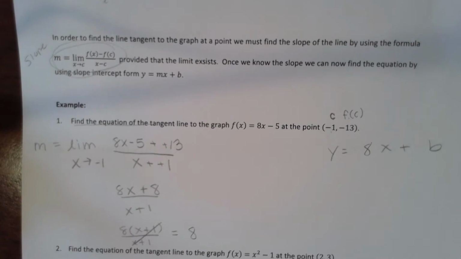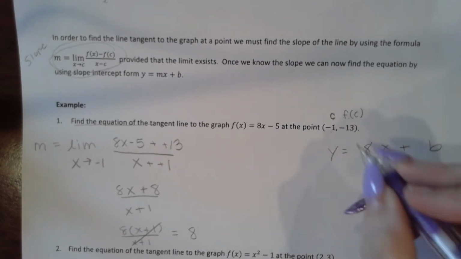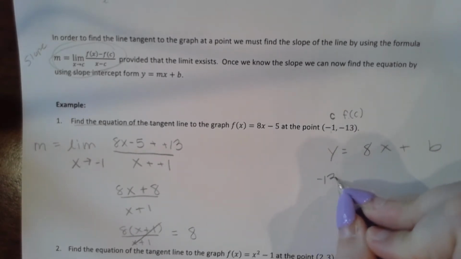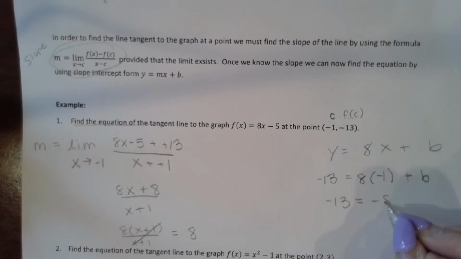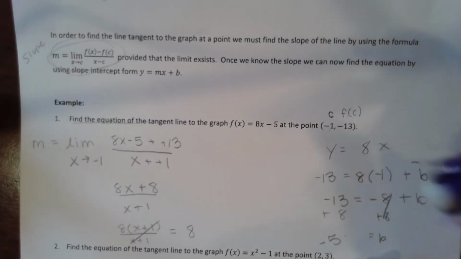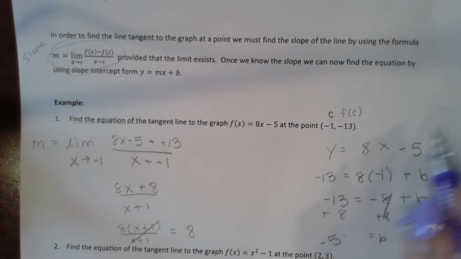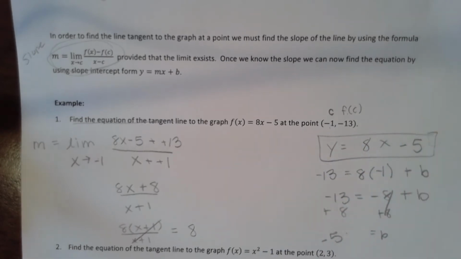Now to find the b, we're going to plug our point in to find b. So y here is -13, x is -1, and I'm solving for b. I don't know why I put the negative on that side. So b is -5. So we know our answer is y equals 8x minus 5.